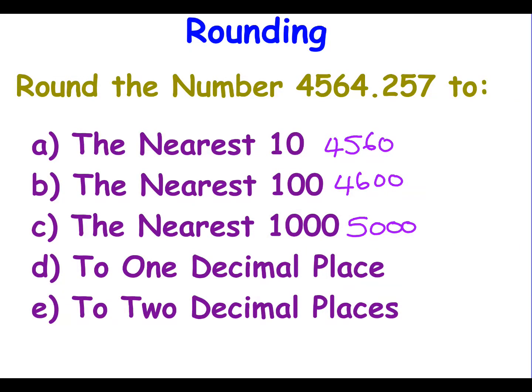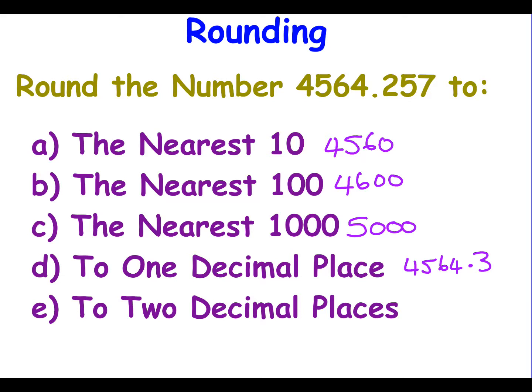Now let's get on to the interesting bit, the new skill that we've just learned. So we're going to round this number to 1 decimal place. So that's the first decimal place, and I need to look at the next number along to decide whether to stick with the 2 or round it up to a 3. And because it's a 5, I'm going to round it up to a 3. So the whole number remains the same, and the 2 rounds up to a 3.